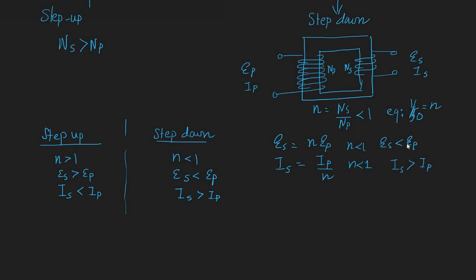Since your primary current is large, you have thick wire for the primary, and here you have thick wire because the secondary current is large. You have thick wire for the secondary coil.